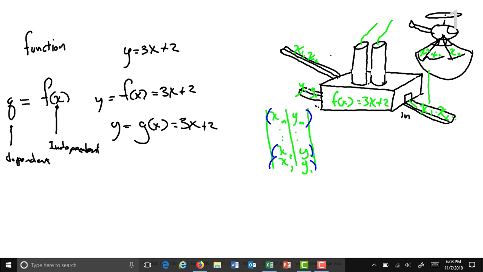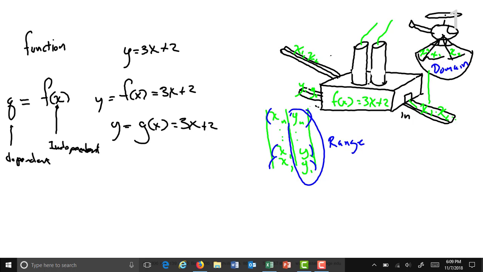Now, the set of all x's that can work is called the domain. This is the domain. And the set of all y's that it can produce, the set of all the y's, the name of it is called the range.